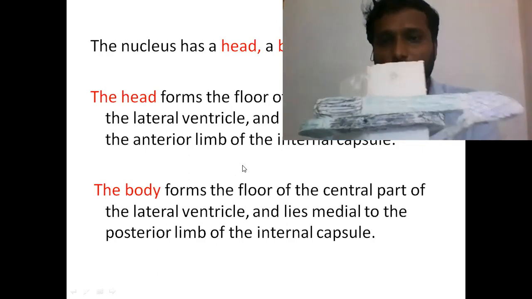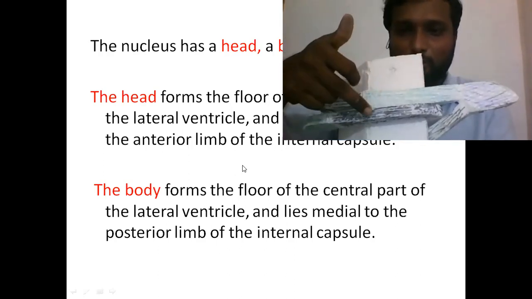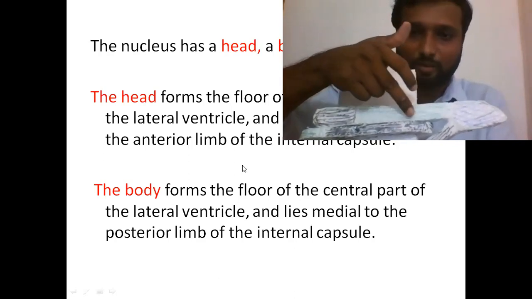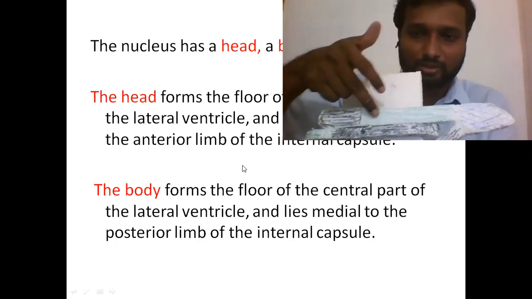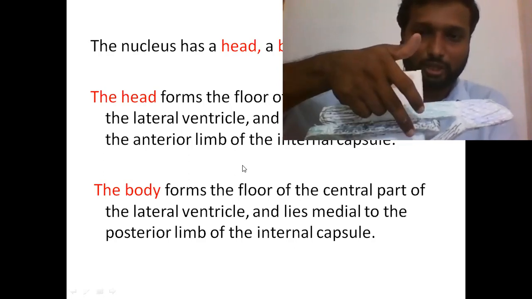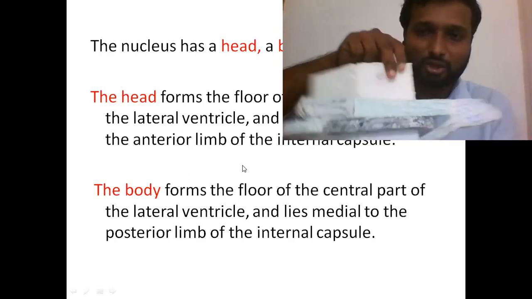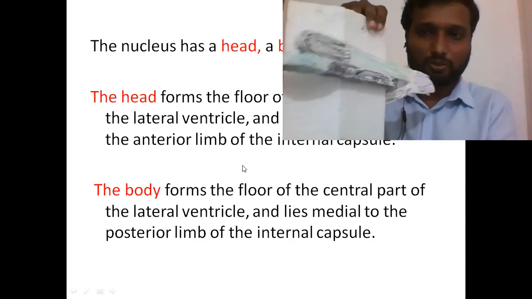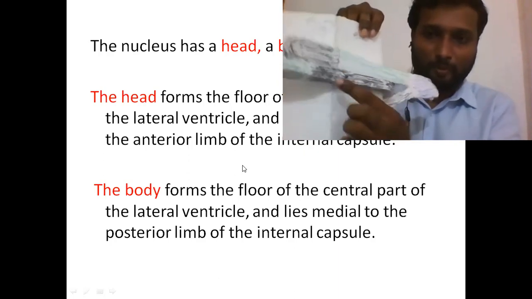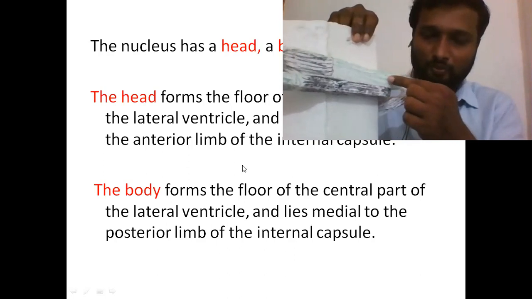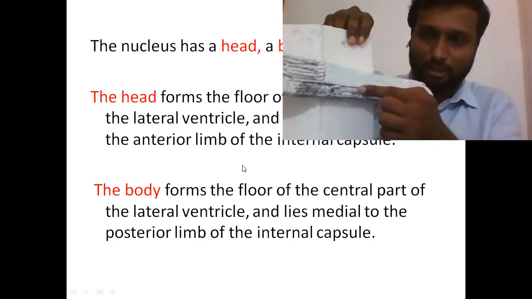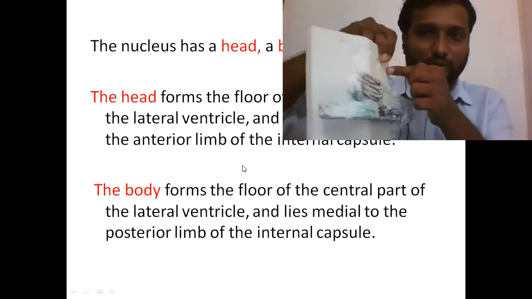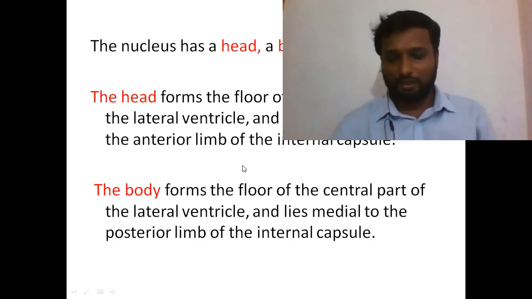Now see here in this same model. See, this is the body of the caudate nucleus. It is seen below the central part of the lateral ventricle. See, this is the central part of the lateral ventricle. So it lies below that. At the same time, it lies medial to the posterior horn. This is the anatomical position. Now see, this is the actual position. So this is the central part of the lateral ventricle. Below that, we can see the body of the caudate nucleus. And this body is also related to the posterior limb of the internal capsule.